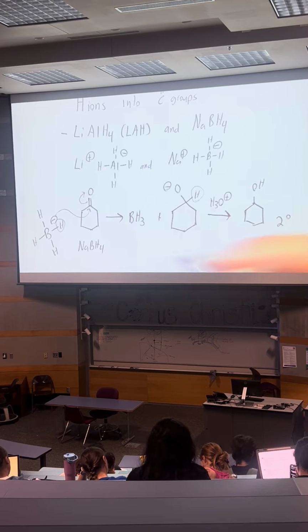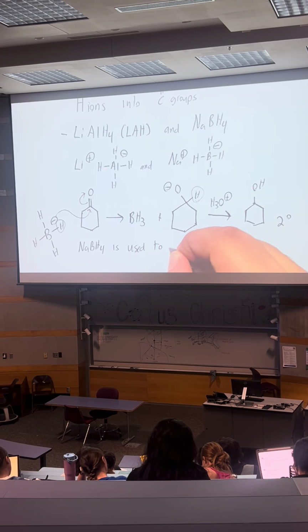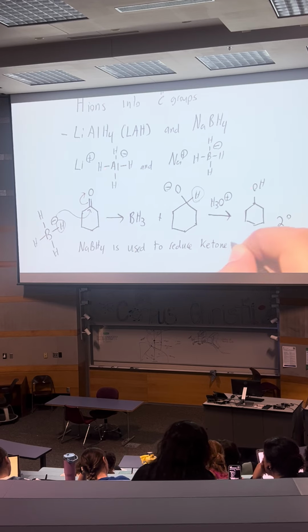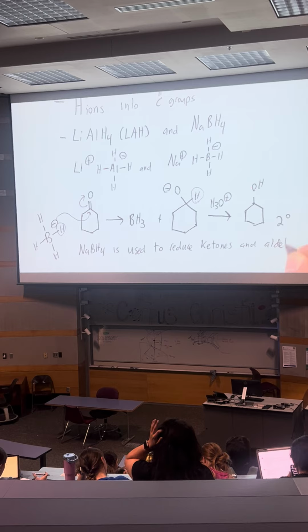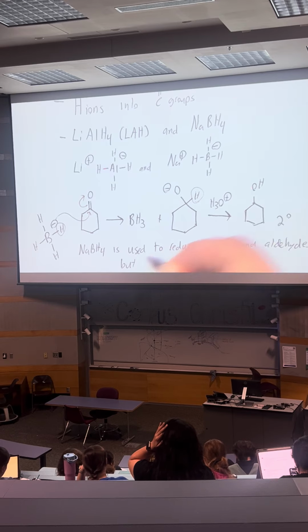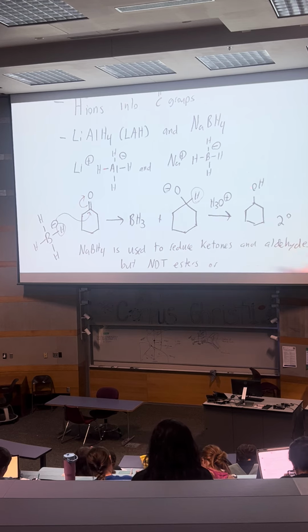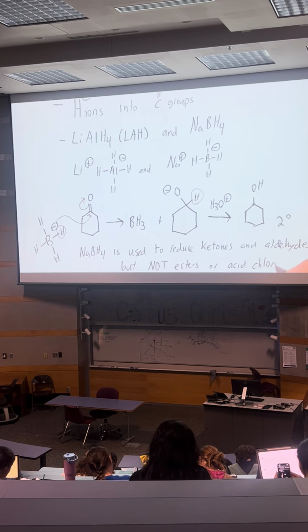So NaBH4, that's right, it is used to reduce ketones and aldehydes, but not esters or acid chlorides. Right? So what is this basically telling us?